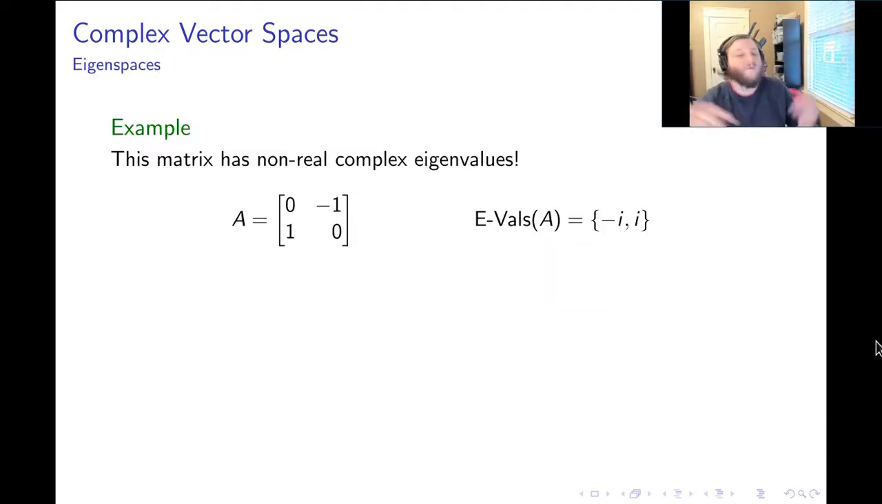Now, why are we bothering with any of this? Well, the reason is that it turns out that if we care about eigenvalues, which we're going to start to do more and more, we cannot ignore complex numbers.